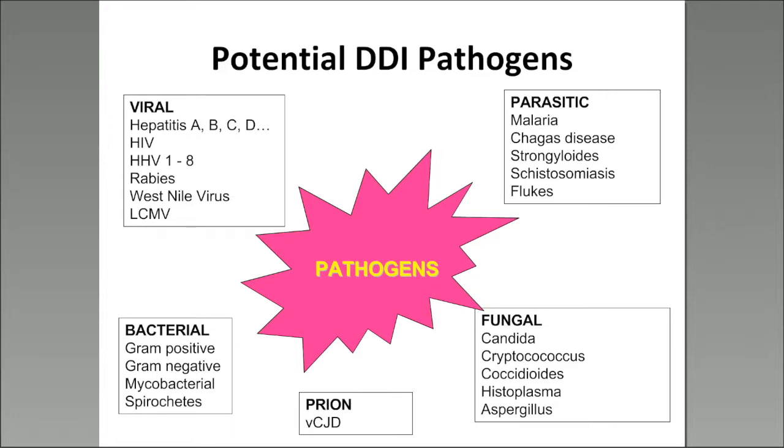So on the next slide, I've kind of listed the most well-recognized donor-derived pathogen infections. So on the top left are the viral infections, but in addition to the ones I'm going to talk about, viruses like rabies and West Nile virus and lymphocytic choriomeningitis virus have been transmitted. There are a number of parasitic infections, fungal, and bacterial infections that have been transmitted. Prion disease has been transmitted through corneal and through a blood transfusion, but not yet reported through organ transplantation.